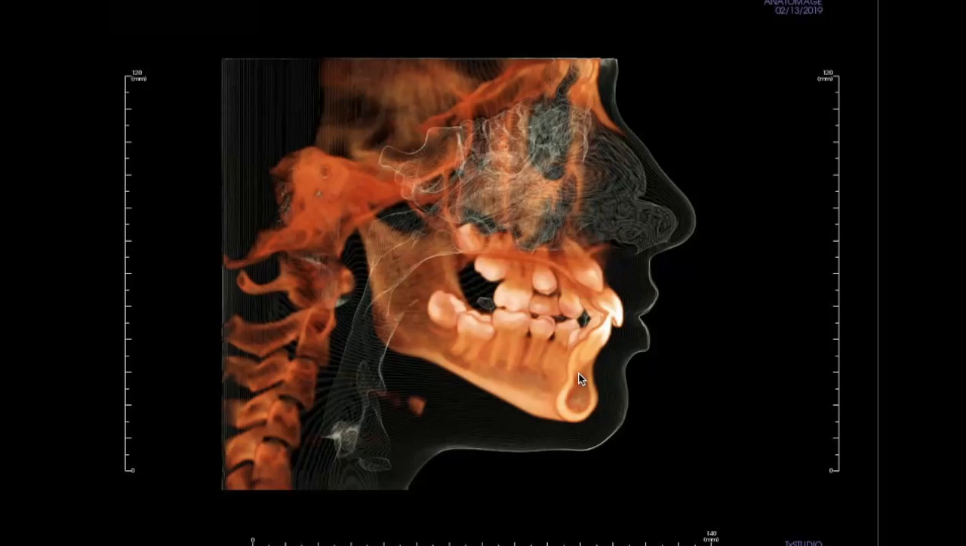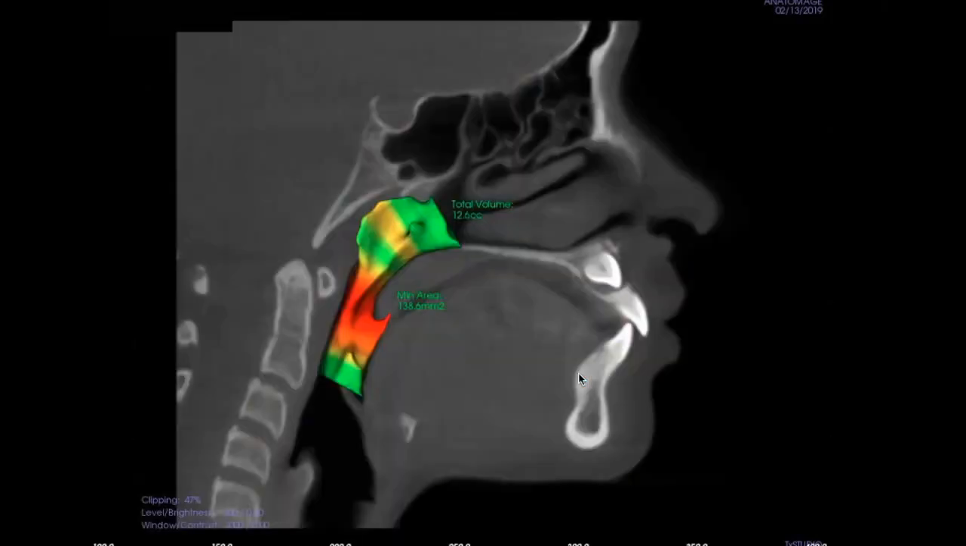Why? Yeah, she lost the space, right? There's basically 2 teeth that didn't come in. So yes, everything's going to drift forward. So the class 2 dental makes sense. All right, what about our airway?